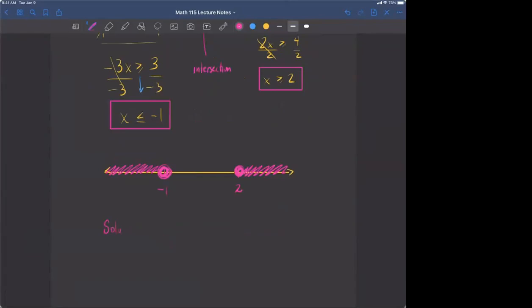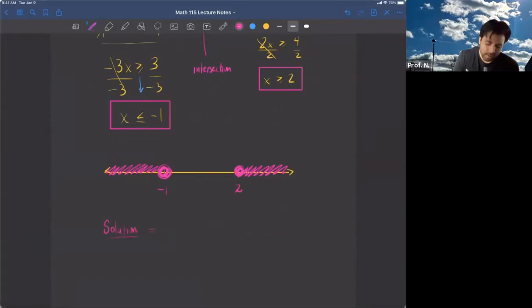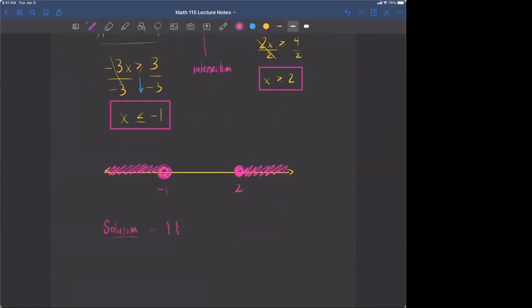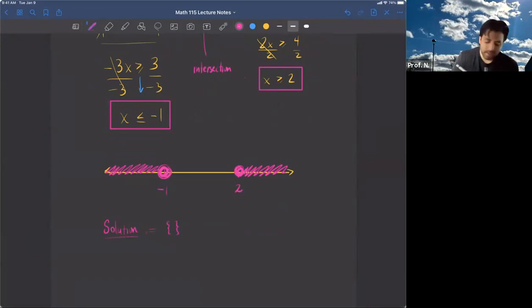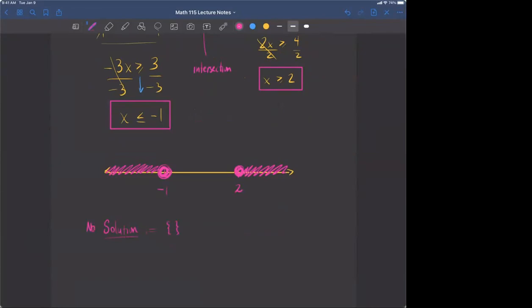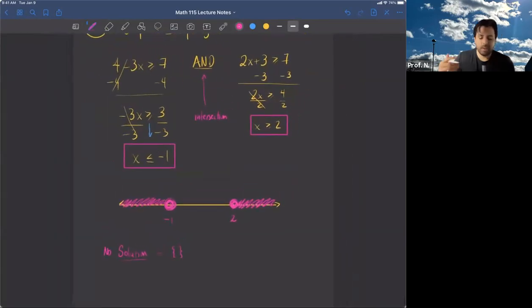There is no solution. There is none. And how do we write that? We either write that as "No solution" or a curly brace with nothing in it. This indicates no solution. So this is an example where the shaded parts have no overlap. Because there's no overlap, there's no intersection, and this compound inequality has no solution.